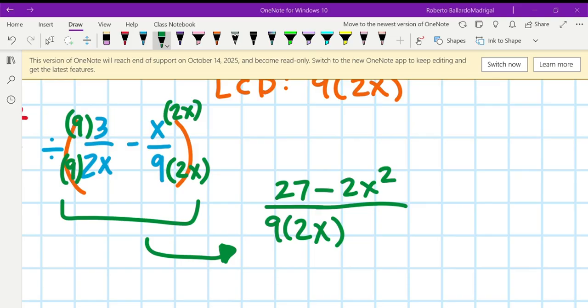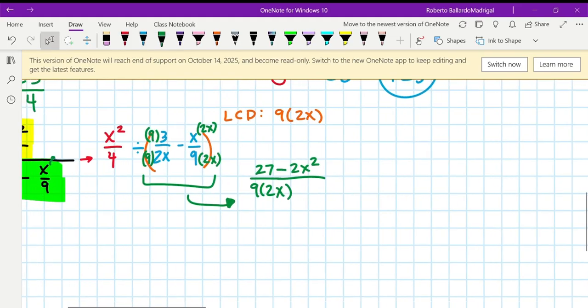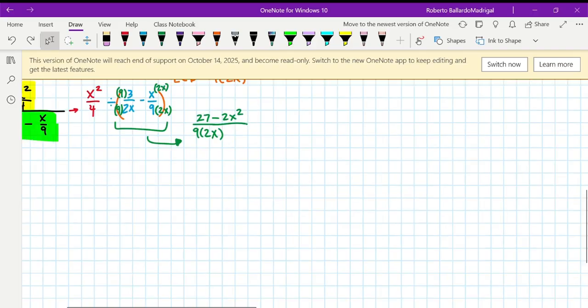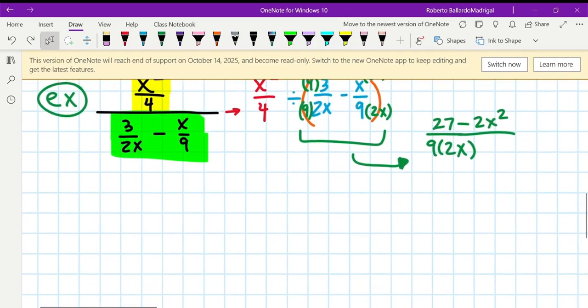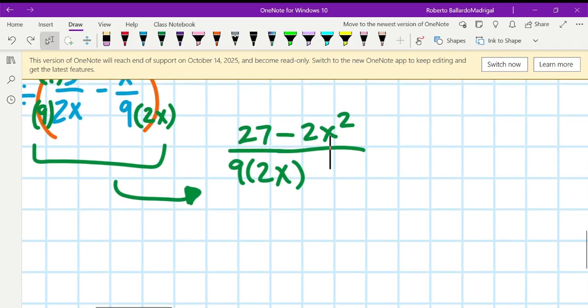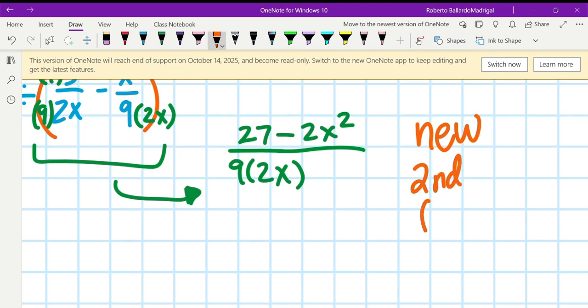All right. So let's rewrite this. Let me go down here. I'm gonna write next to this. This is the new second fraction. Okay. Once again, this is the new second fraction.